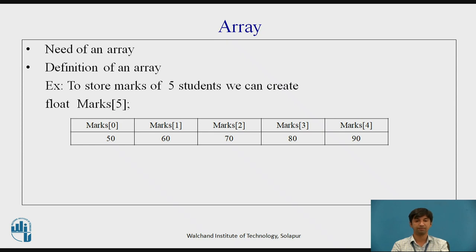Definition of an array. An array is a collection of data elements of the same data type arranged in continuous memory location. Examples may be a collection of integers, a collection of characters, a collection of doubles. For example, if I want to store marks of 5 students, I can say it as float marks[5]. So it will be stored at marks[0], marks[1], marks[2], marks[3] and marks[4]. The different marks stored are 50, 60, 70, 80, 90. How the array declaration is done and how initialization is done will be discussed in the next slide.